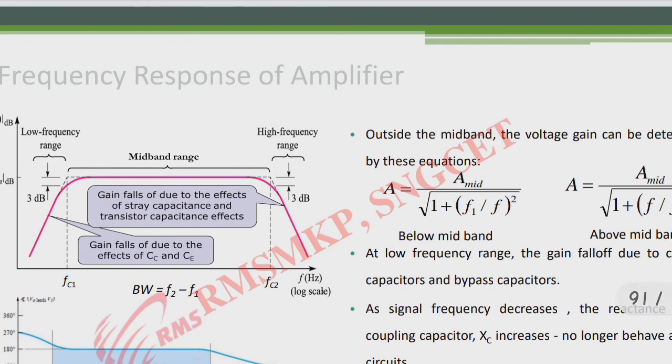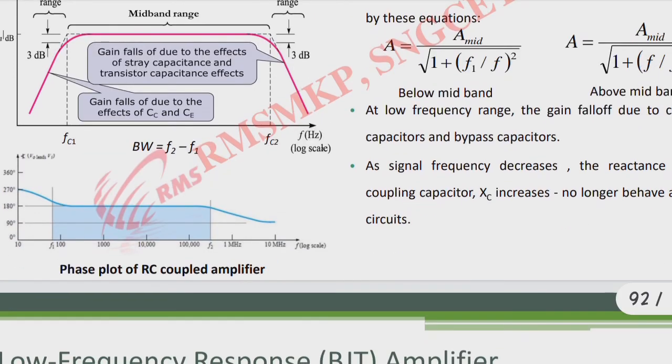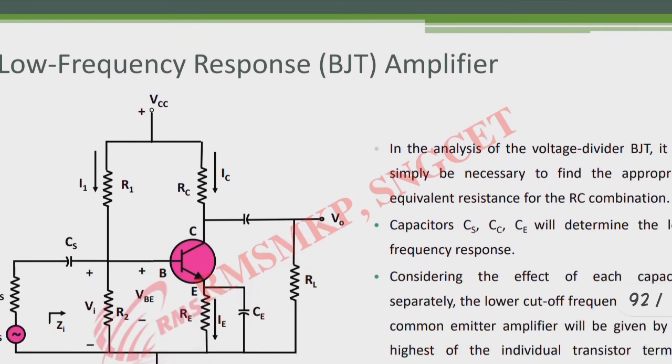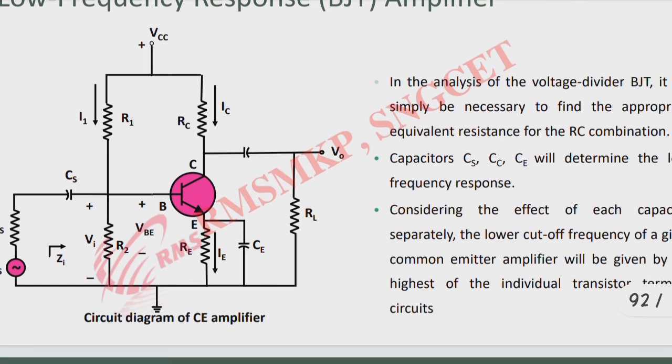Frequency response of the amplifier: A equals A mid divided by the root of 1 plus (F1 by F) the whole squared. Low frequency gain falls off due to coupling capacitors and bypass capacitors. As signal frequency decreases, the reactance of the coupling capacitor Xc increases and it no longer behaves as a short circuit. In a low frequency BJT amplifier, the capacitors CS, CC, CE will determine the low frequency response.